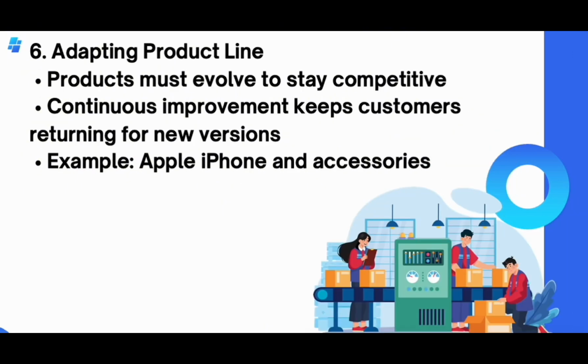And next is adapting product line. The importance of this is that a static product quickly becomes outdated, making it vulnerable to competitors offering better alternatives. And companies that continuously innovate and update their product lines create excitement among their customers. It also maintains customer loyalty and generates repeat sales. Additionally, evolving products can lead to complementary sales such as accessories, software upgrades, and premium versions.